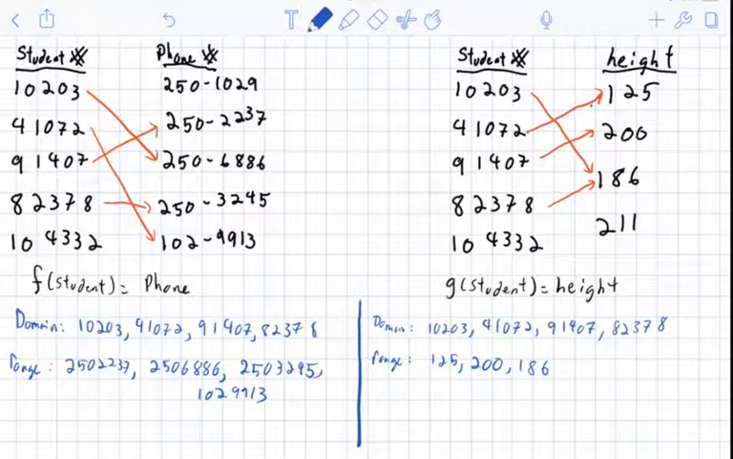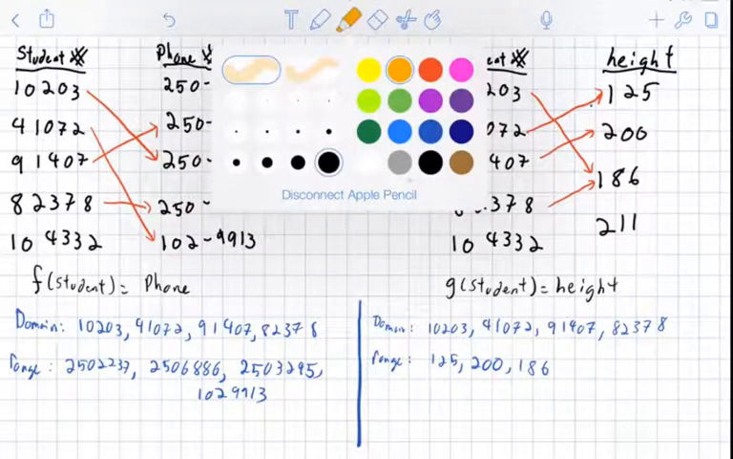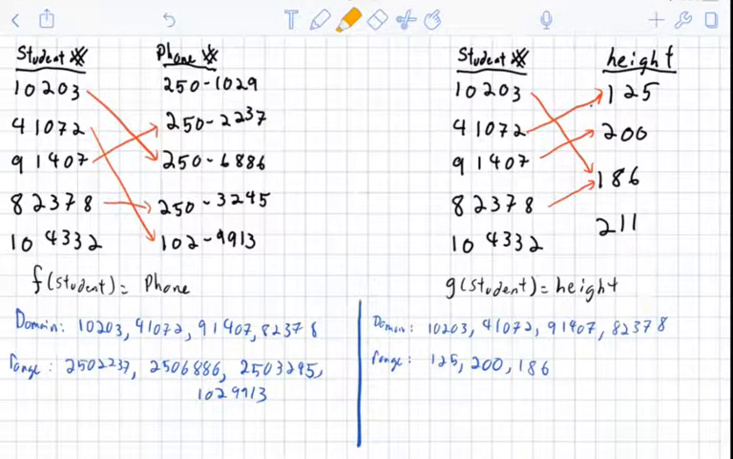Okay, so the big hint about what's up to come, at least the start of the hint, is to note something here. These both have 4 inputs in their domain, right? But this one has 4 outputs in its range, and this one only has 3. How come?